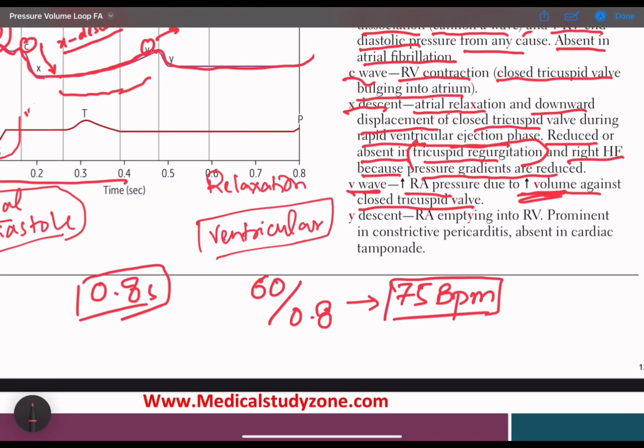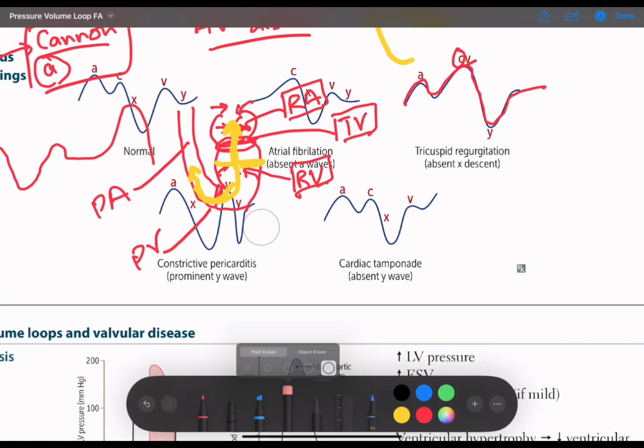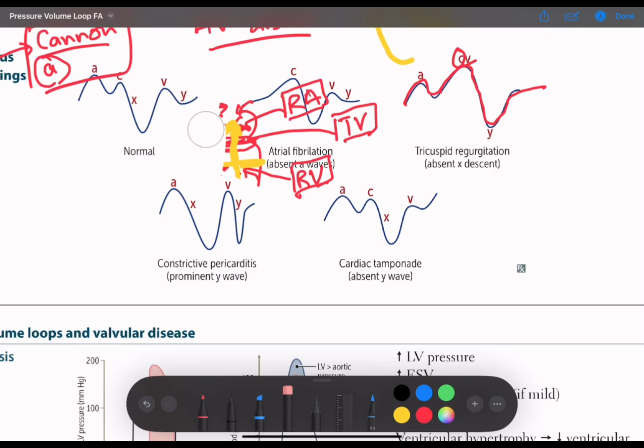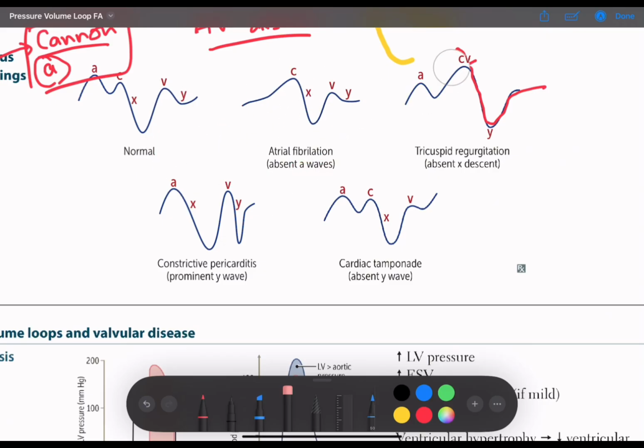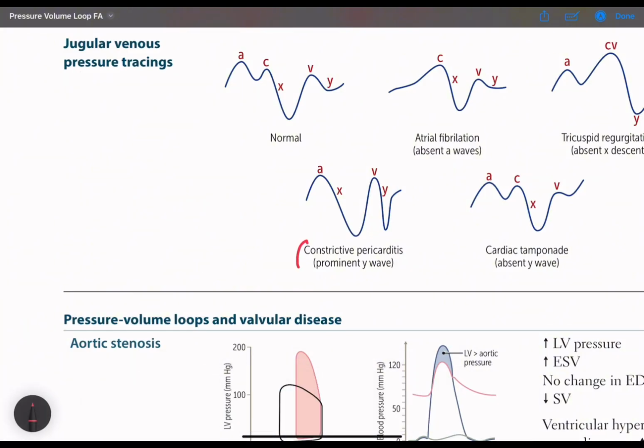Then we have Y descent. Y descent is due to right atrium emptying into the right ventricle. It is prominent in constrictive pericarditis and absent in cardiac tamponade. We have two conditions, constrictive pericarditis and cardiac tamponade. Now to understand this, if you look at the heart, this is the heart.